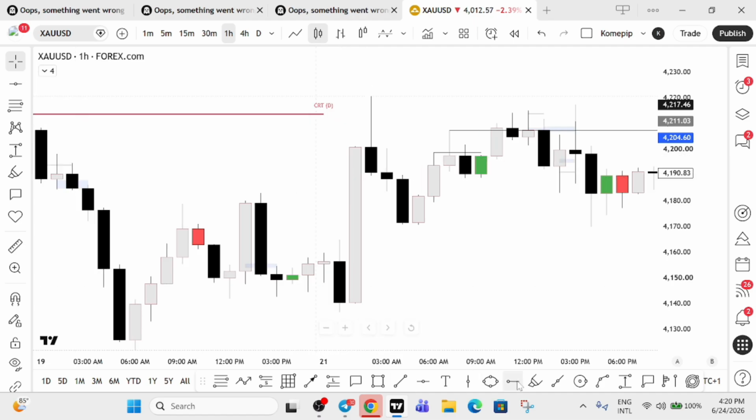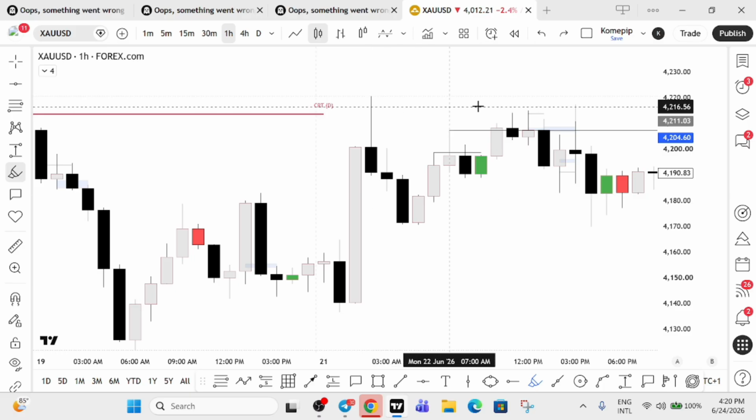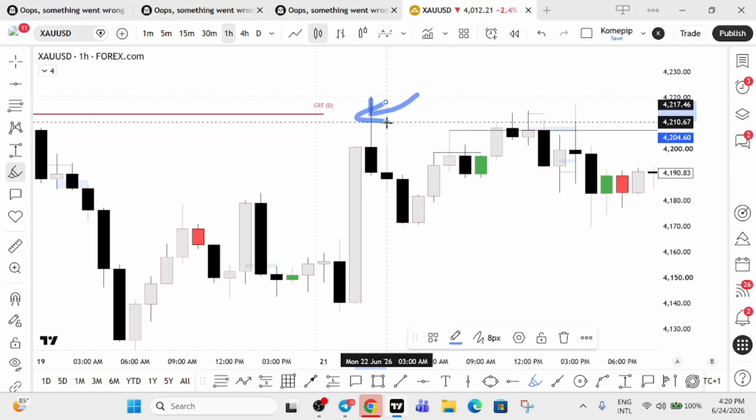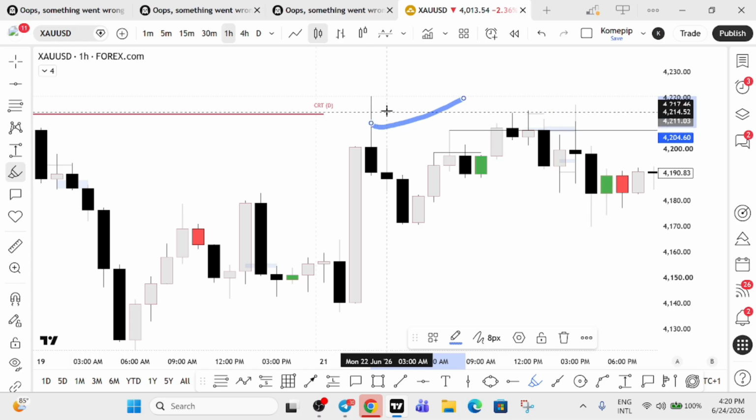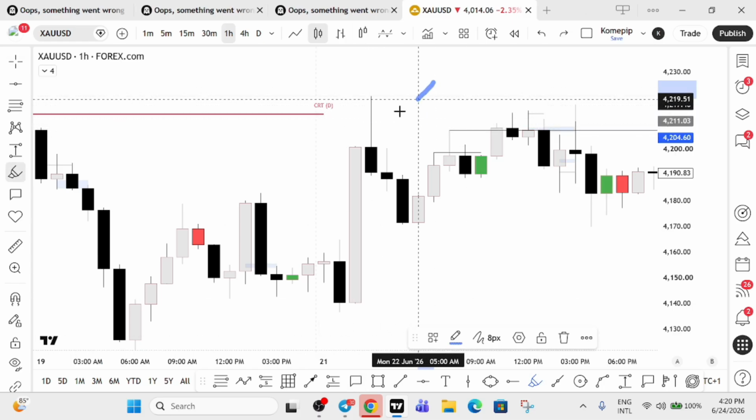So, for example, see this candle wicks. What do you think is inside this candle? Do you think it's buyers or sellers? Somebody respond. Is it buyers or sellers? Sellers. How do we know it's sellers? And how do you know it's sellers?